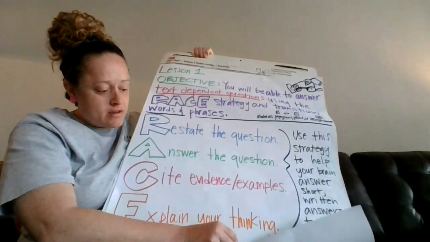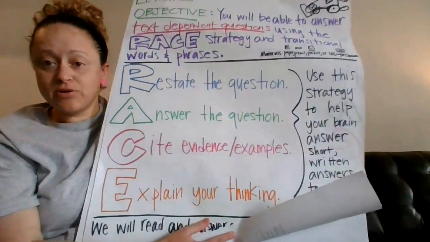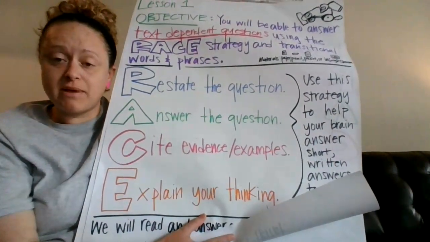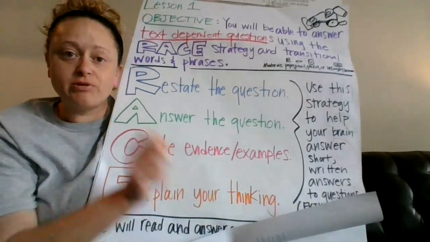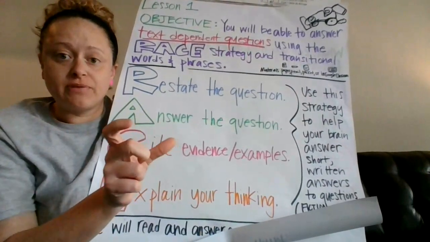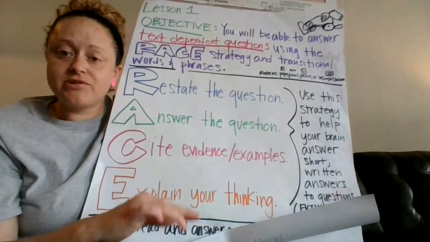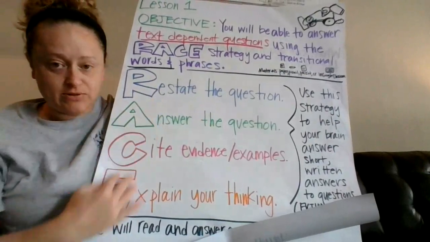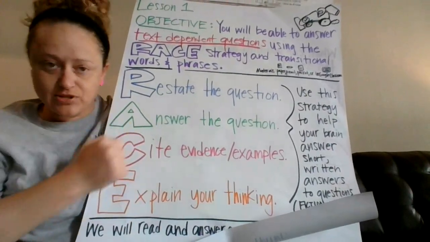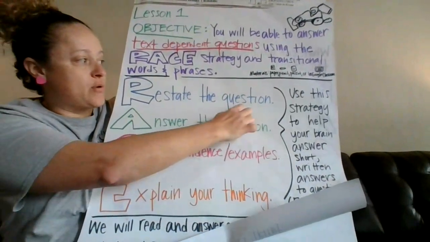So the RACE strategy is actually an acronym that helps you remember how to write when you're responding to questions that require you to write a short answer. And this basically helps you remember the formula of how you can answer the question. So we start with R. As you can see, it spells race down the side. So that's why we have the race car. R stands for restate the question.